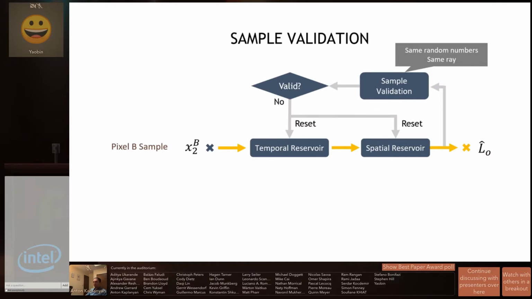The ReSTIR GI algorithm prefers bright samples. That means if a light disappears, those samples may remain in the reservoir for a long time, causing noticeable lag. To mitigate this problem, we check the reservoir samples every few frames by using the same random numbers to trace the same rays and check the results. If the result is beyond the tolerance, we reset both temporal and spatial reservoirs.